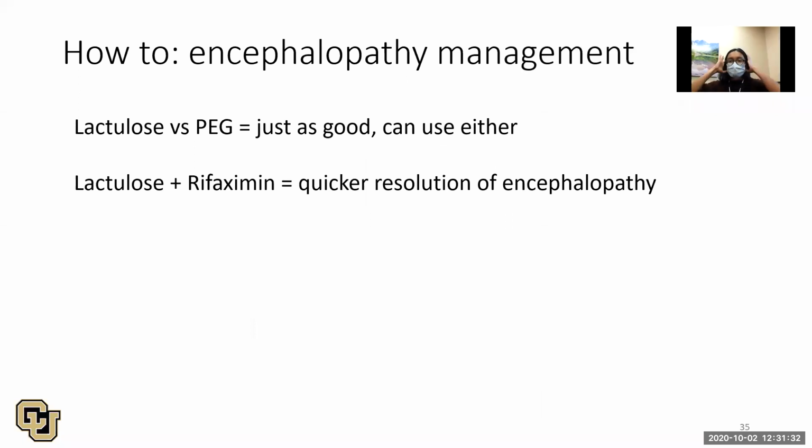So I think most of you know that we typically use lactulose in patients to treat hepatic encephalopathy. Just a couple of papers that I looked into: recently there is data that suggests that polyethylene glycol, or Miralax, is just as good as lactulose. Lactulose can cause a lot of bloating and gas and abdominal pain. So if somebody's already having those symptoms, consider using Miralax, which is just as good. But the data does suggest that the combination of lactulose and rifaximin results in a quicker resolution of encephalopathy. So if somebody's grade 2 or above, I do consider starting them on both of those treatments.